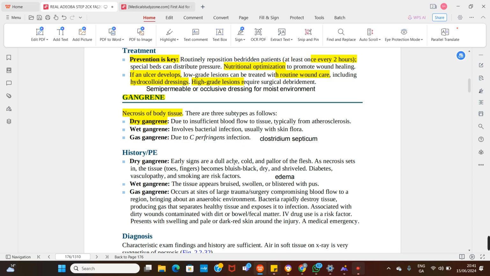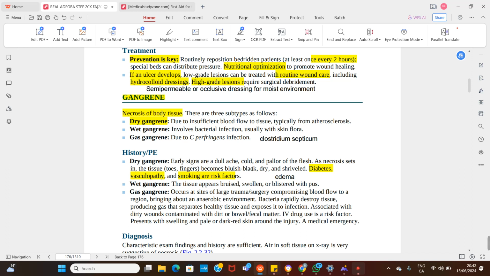What are the risk factors? Anything that can cause peripheral arterial disease: diabetes, vasculopathy, maybe hypertension, right? Smoking is high yield. Smoking, hypertension, diabetes, they can all cause peripheral arterial disease, reduce blood flow to the extremity, leading to a dry gangrene. So once that dry gangrene continues for a long time, you can have superimposed bacterial infection. And when bacterial infection becomes superimposed on it, it becomes wet gangrene.